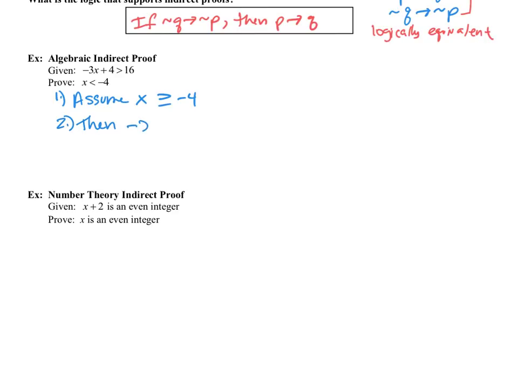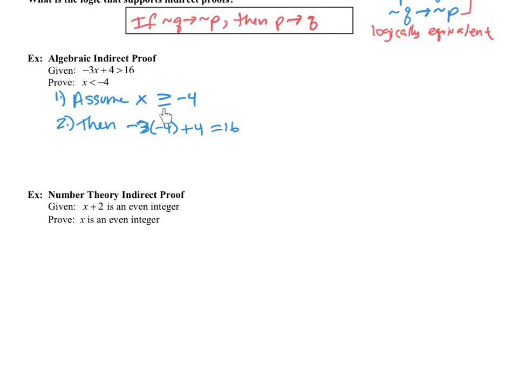Then negative 3 times negative 4 plus 4. All I'm doing is taking negative 4 and putting it in here for x. And negative 3 times negative 4 plus 4 would be 12 plus 4, which equals 16. So that contradicts the given. Remember, the given said that negative 3x plus 4 should be greater than 16.